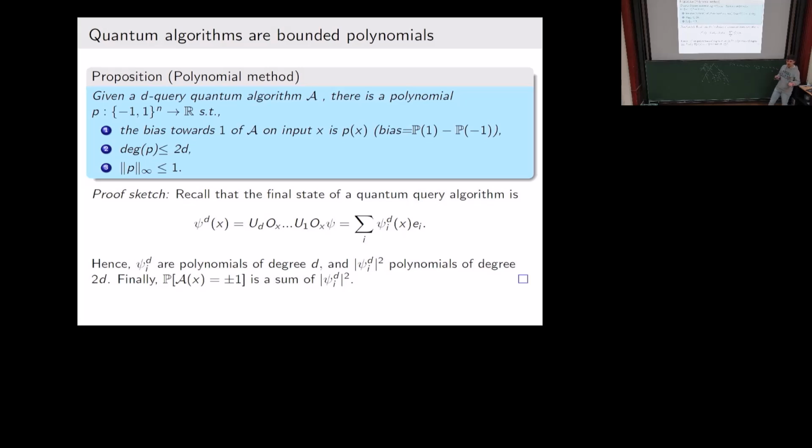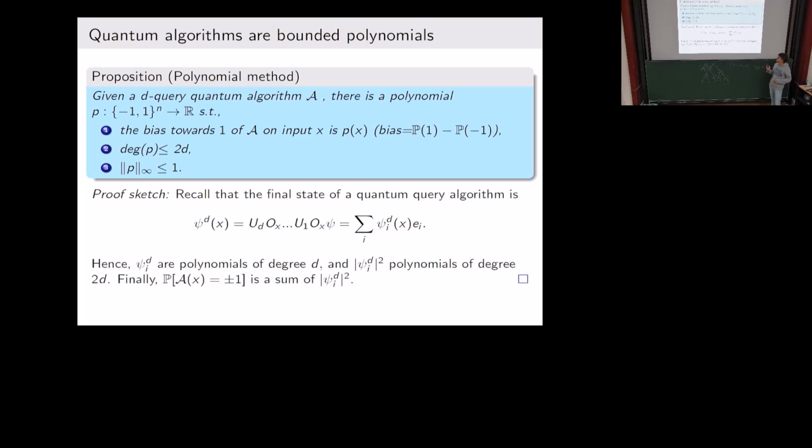Okay, so is everything clear so far? What does it mean, the probability of being plus or minus 1? It's always plus or minus 1, right? Yeah, I was abusing notation, so I say that the probability of AX being 1 is a sum of these guys, and the probability of AX being minus 1 is a sum of these guys. I just didn't want to write two lines. So you can interpret this as: the probability of outputting 1 is a sum of these squares, and the probability of outputting minus 1 is a sum of those squares.